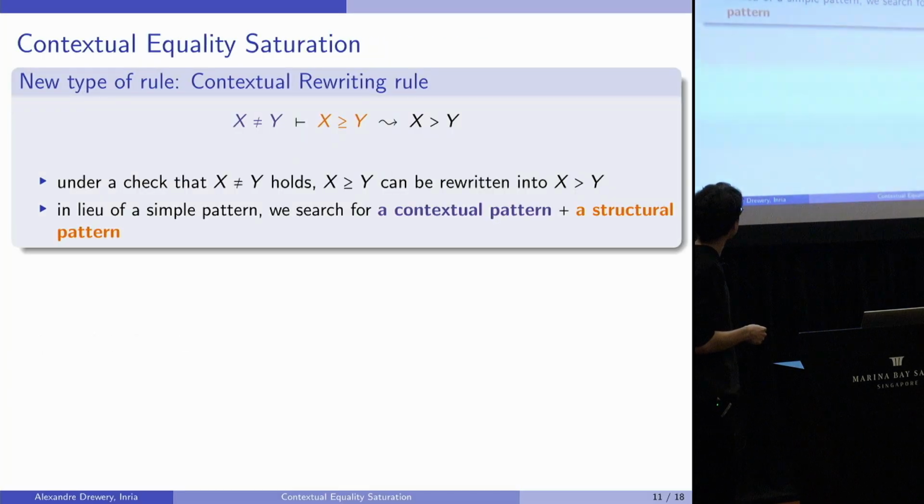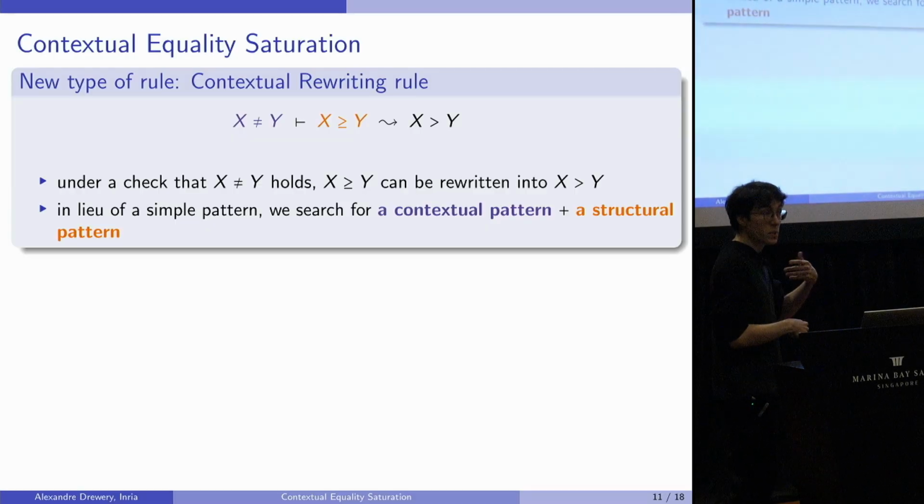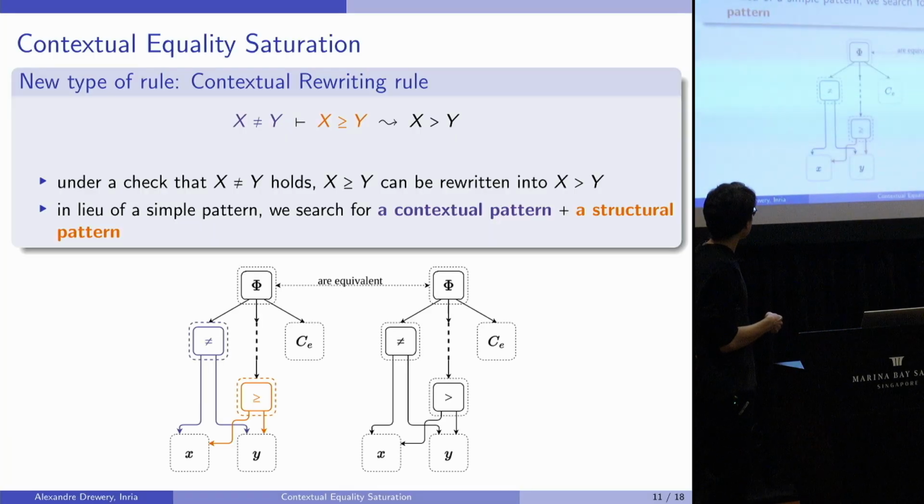So this is the core of our contribution, which is a new type of rewriting rules we called contextual rewriting rules, which define what we call contextual equality saturation. So let's look at a contextual rewriting rule. You still get a general idea of rewriting a pattern into another one, but the pattern you get in here is slightly more complex than earlier. The pattern is divided between a contextual pattern, a check that must be made, and then you get the structural pattern, x greater than or equal y, which is the one you want to replace by the right-hand part of the rule. So what this rule encodes is the equivalence of these two structures.